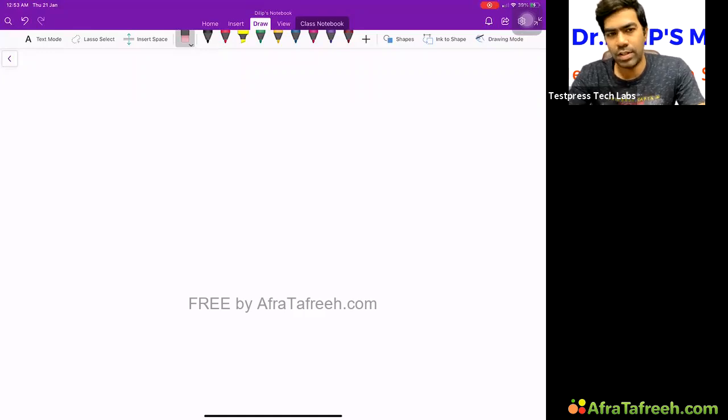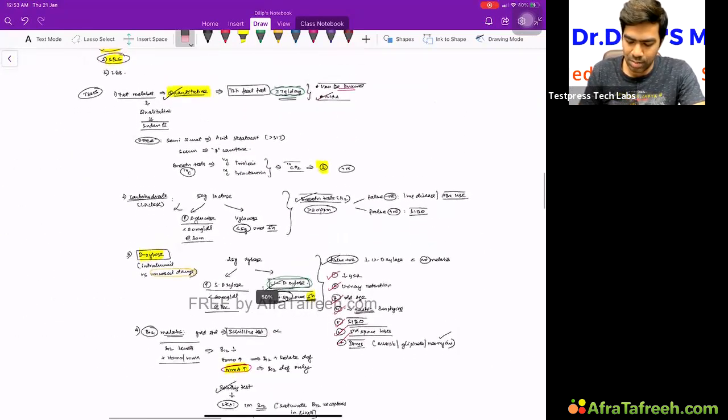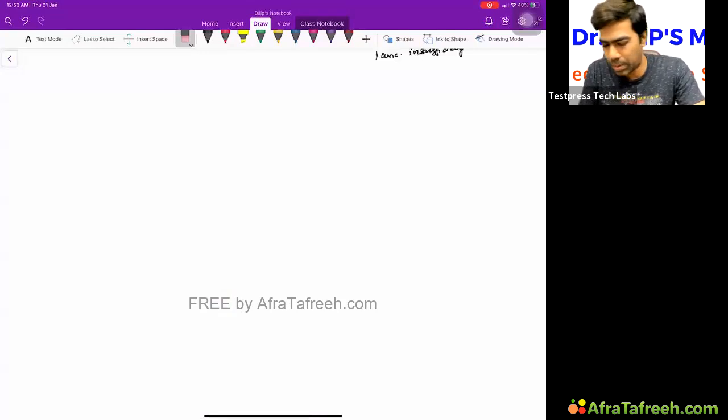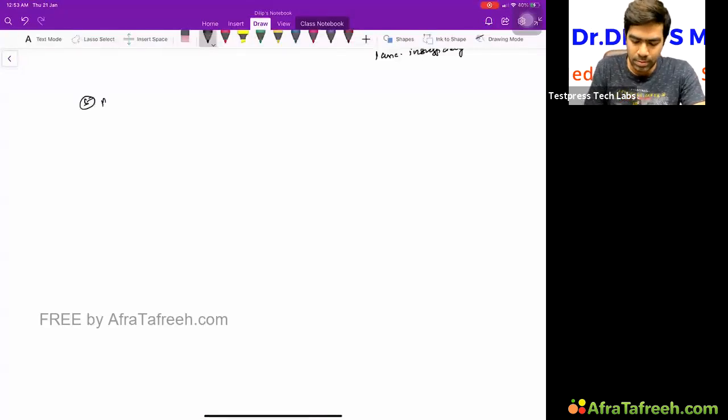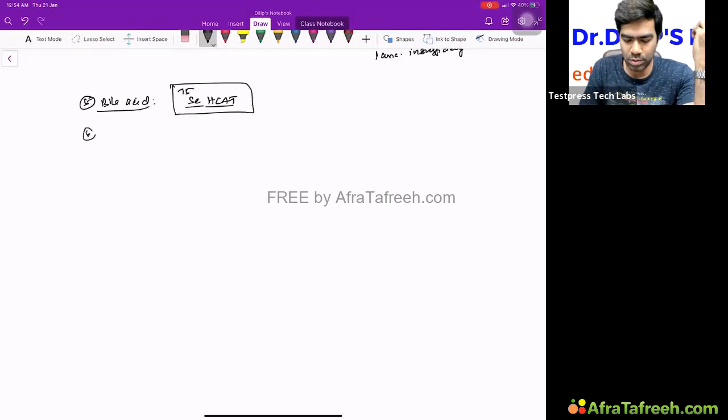Fine. So then we have tests for bile acid malabsorption. What we have discussed so far is 4 things: fat, carbohydrate, D-xylose, and B12. And the 5th one is bile acid malabsorption. This is a very common test. What is the test that is used? That is called the SeHCAT scan, selenium HCAT, otherwise simply called a SeCAT scan. So this is the test of choice for diagnosing bile acid malabsorption.